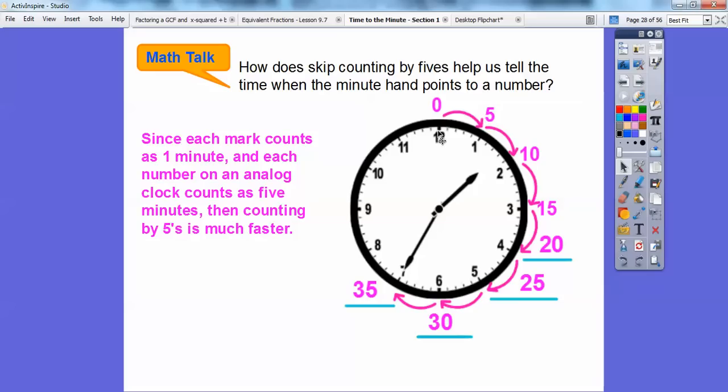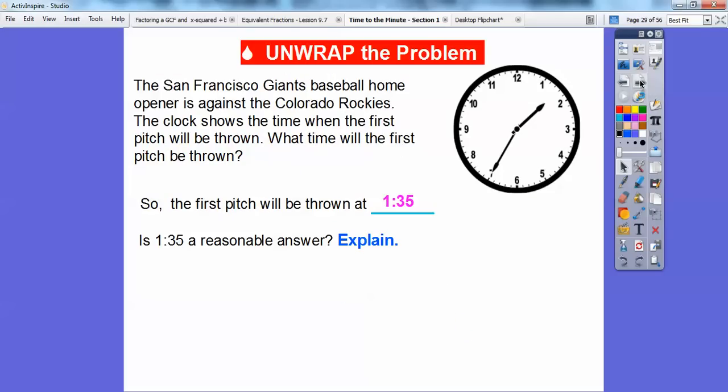This is zero. Remember, this starts at zero, so there's a jump: 5, 10, 15, 20, 25, 30, 35. So it got us to 35. Check it out. If we kept going, 40, 45, 50, 55, 60. There's 60 minutes in an hour. So when that goes all the way around the clock, there's 60 minutes. So is 135 a reasonable answer?